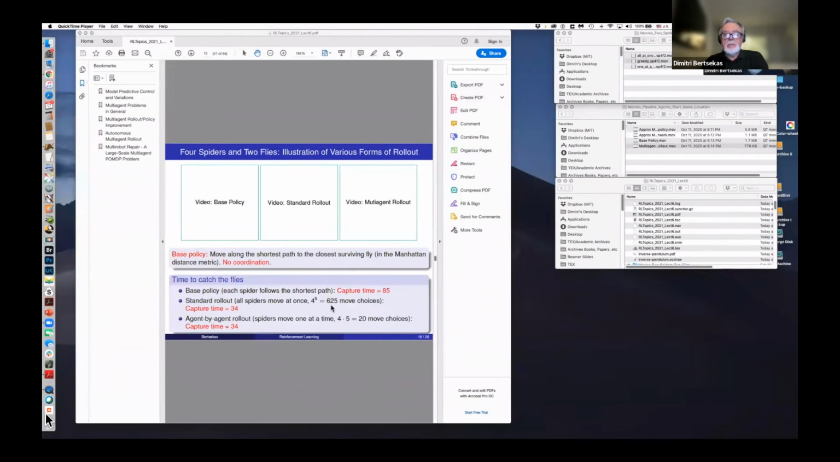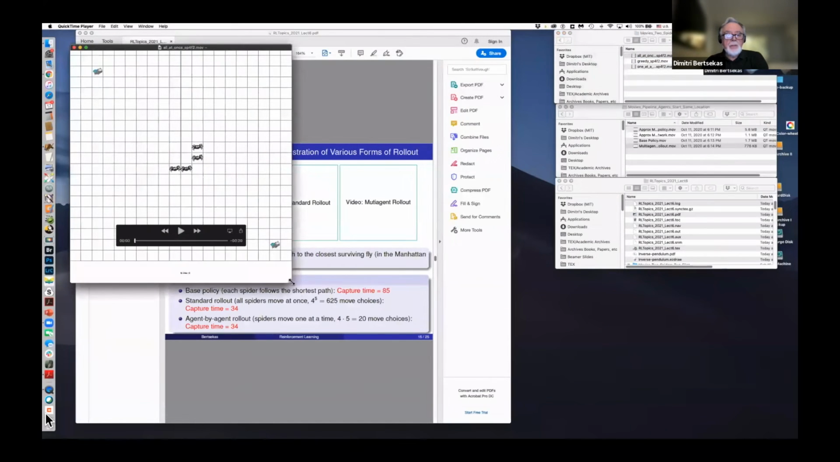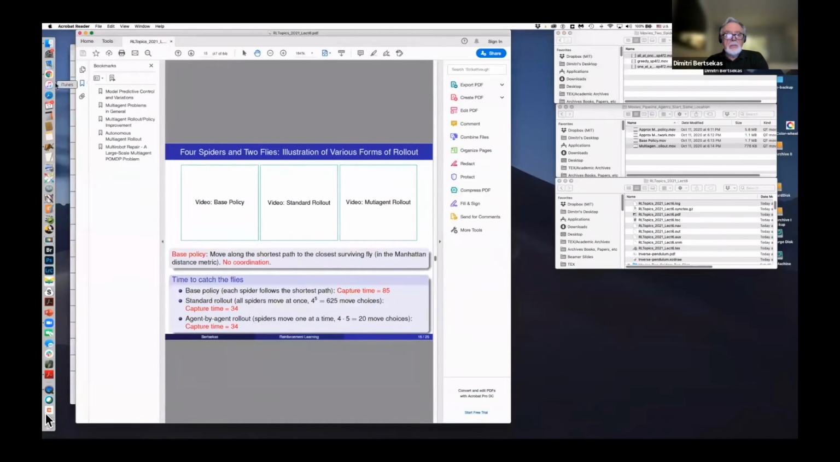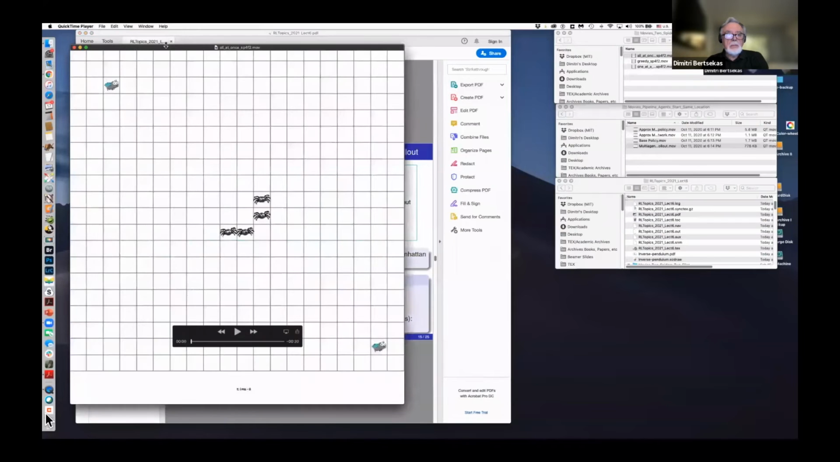But we're going to show the results here and see what kind of policy you get. You expect it to be smarter, right? The rollout is supposed to be smarter than the base heuristic, given particularly that we have cost improvement. So let's see what we get. Here's what happens.